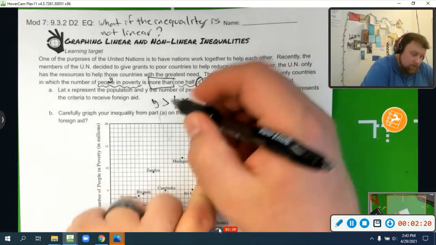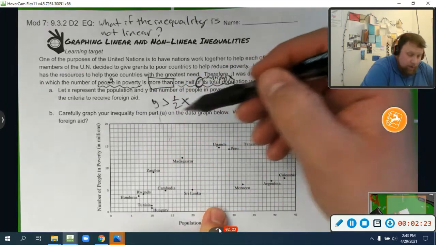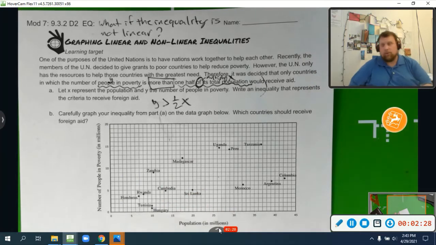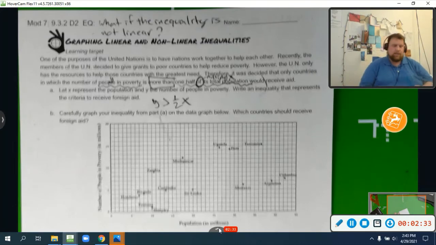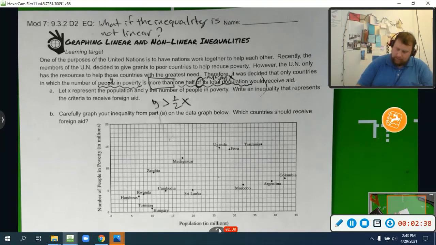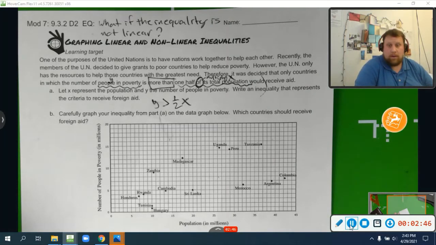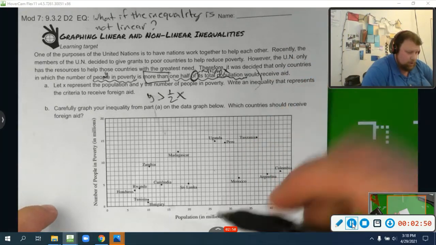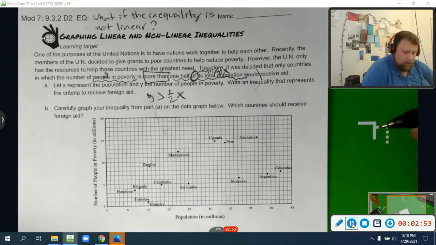Now, first of all, what does it say to do? Carefully graph your inequality from part A on the data graph below. Which countries should receive foreign aid? You're going to need a straight edge or a ruler to do this correctly. Get my straight edge out. That's not that straight. Just a second. This is a broken one. It's the straightest one I got. All right. So, okay. Now that we have our equation, let's look at this. Carefully graph your inequality from part A on the data graph below. Which countries should receive foreign aid?